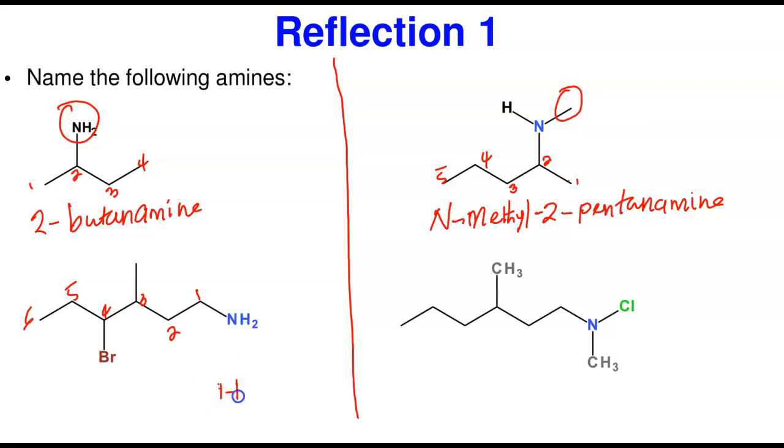1-hexane amine. Yeah, that's what I have at the end. And then, what else is located? Bromine and methyl. Which one comes first? B comes before M. So it's going to be 4-bromo, carbon number 4. The methyl group is in number 3, so 3-methyl.